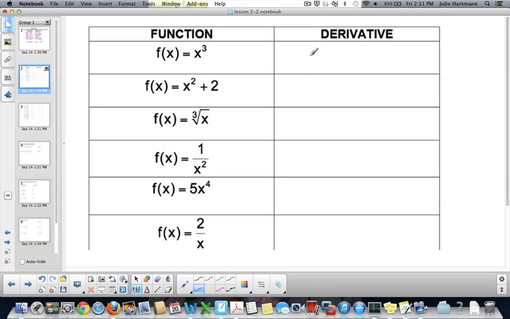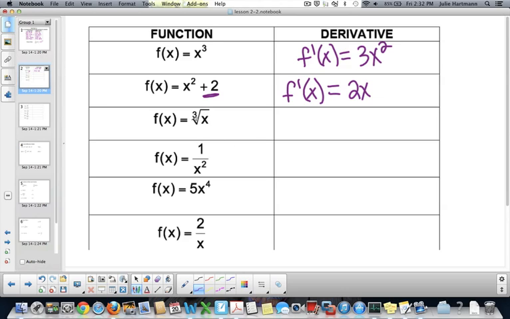This makes these very simple. So f of x equals x cubed. The derivative, f prime of x, bring down the 3, becomes 3x, 3 minus 1 is 2. The next one, f prime of x, x squared, so you bring down the 2, you have x to the first. And then the derivative of 2 is just 0, so it's just 2x.